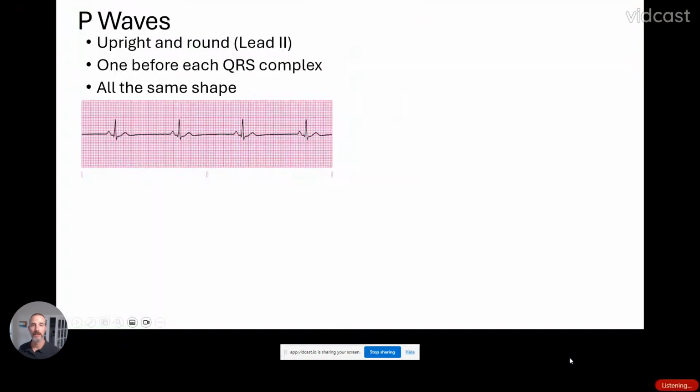All right, continuing on with chapter 3, we just left off with rate and regularity. So now we're getting into P waves, PR intervals, and the QRS complex. And we'll wrap up chapter 3.